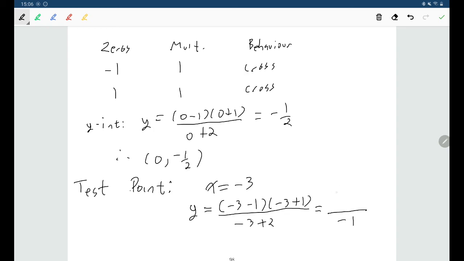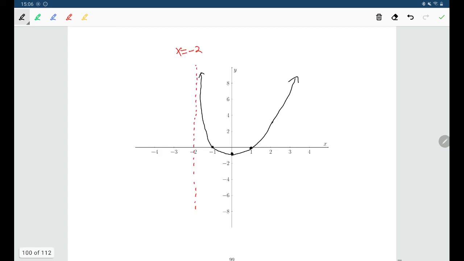And so in the numerator, we have negative 4 times negative 2, and in the denominator, negative 1, and that gives me negative 8. So I have then the point negative 3, negative 8. That'll be a point that's on my graph. So I'll plot that. Negative 3, negative 8. There we go.